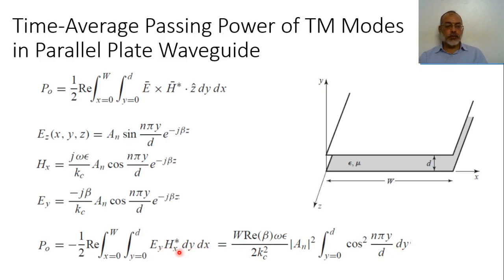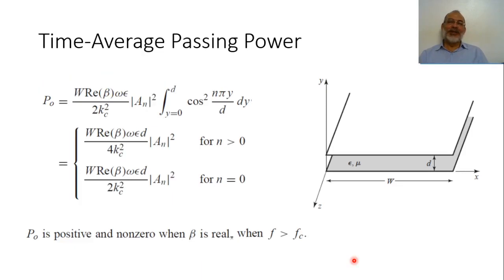The integration with x, x is constant, so it would be w directly. The integral of cosine squared n pi y over d will be d over 2. How come it is like this? You can prove it; it's very simple. If n is greater than 0, it would be d over 2, and with the factor 2 we already have, it would be d over 4. If n equals 0, this would be constant, and in this case it would be d. So it would be w, real beta omega epsilon d over 2 kc squared An squared.